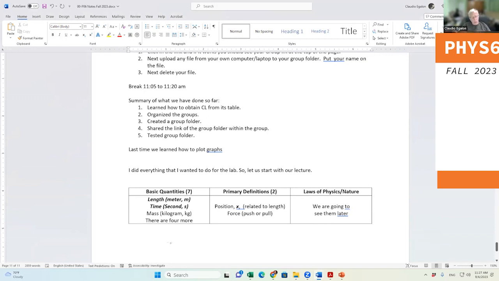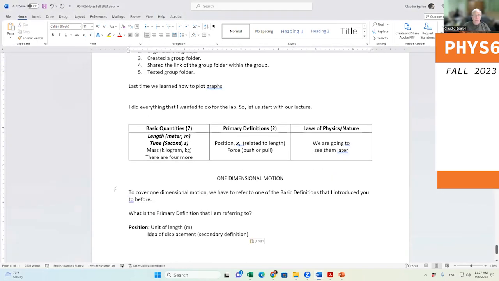One of them you already know is the temperature, the idea of temperature. And we have this idea of position related to length. And we're going to see some of the laws of nature later on. What we are going to do now is concentrate on motion. That's the science of kinematics, okay? And specifically one-dimensional motion.